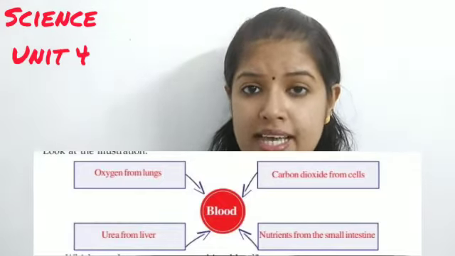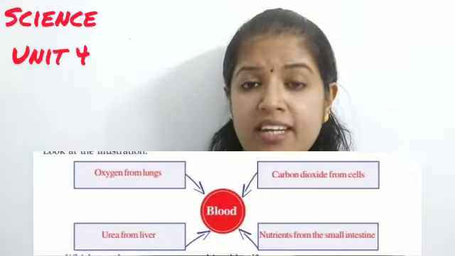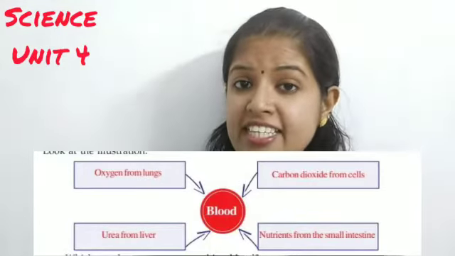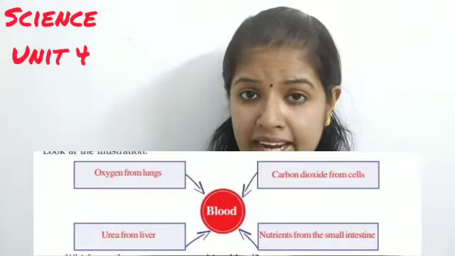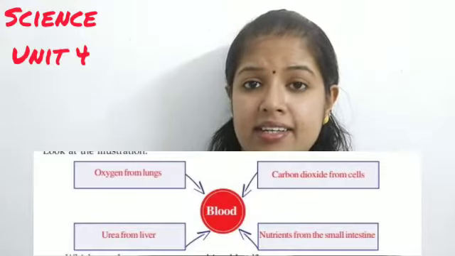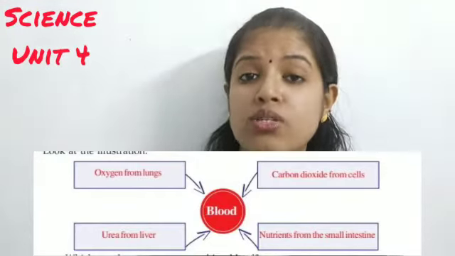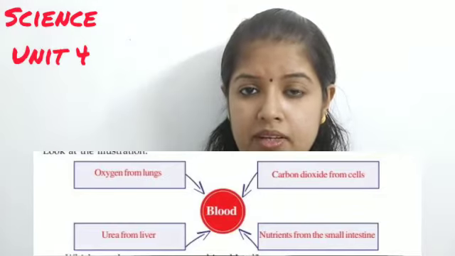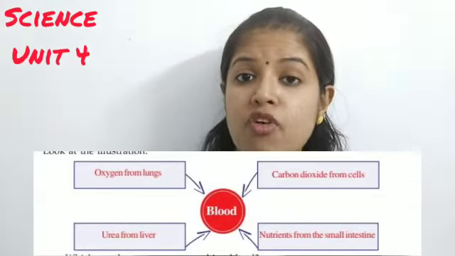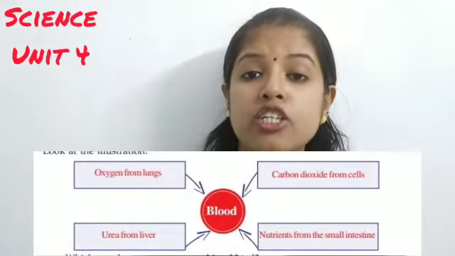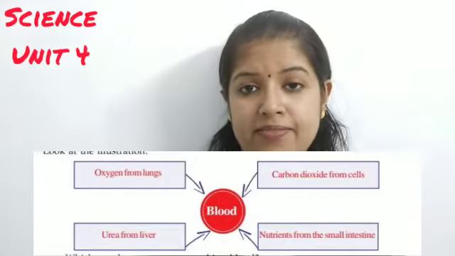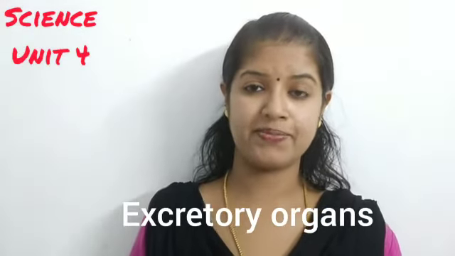We breathe in oxygen and it enters the blood, and carbon dioxide is present in the blood and the cells. When you breathe out, it goes outside. Urea, which is formed in the liver, goes outside through some excretory organs. So now we can discuss the excretory organs.